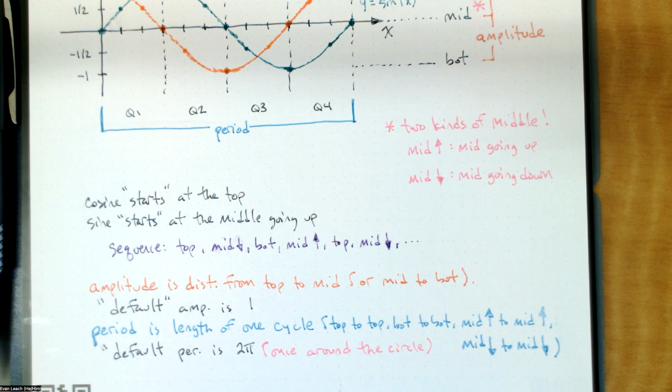Any questions on the shape of the graphs, the sequence of the points, and what we're trying to measure, amplitude and period? All right, let's take a pause and come back. And when we come back, we'll talk about messing with these values and seeing what happens.